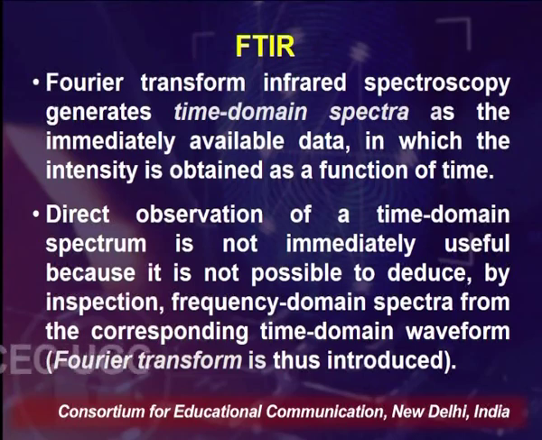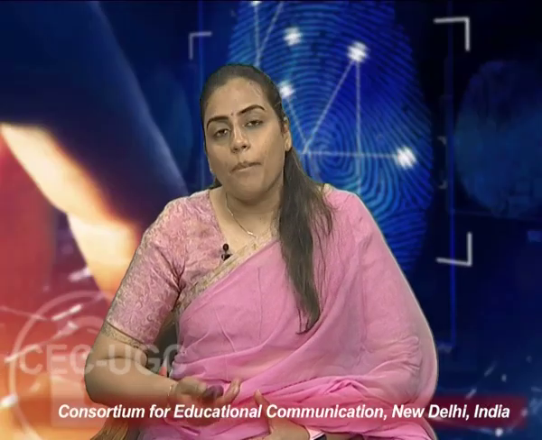The major difference between the FTIR spectra and the normal dispersive spectroscopy is that FTIR uses interferometers. The major type of interferometer used in FTIR is the Michelson interferometer. What happens in an interferometer? We have a combination of a moving mirror and a fixed mirror. Whenever the source is passed, there is a beam splitter which divides the beam into two parts. Half of the beam goes to the moving mirror and half goes to the fixed mirror.